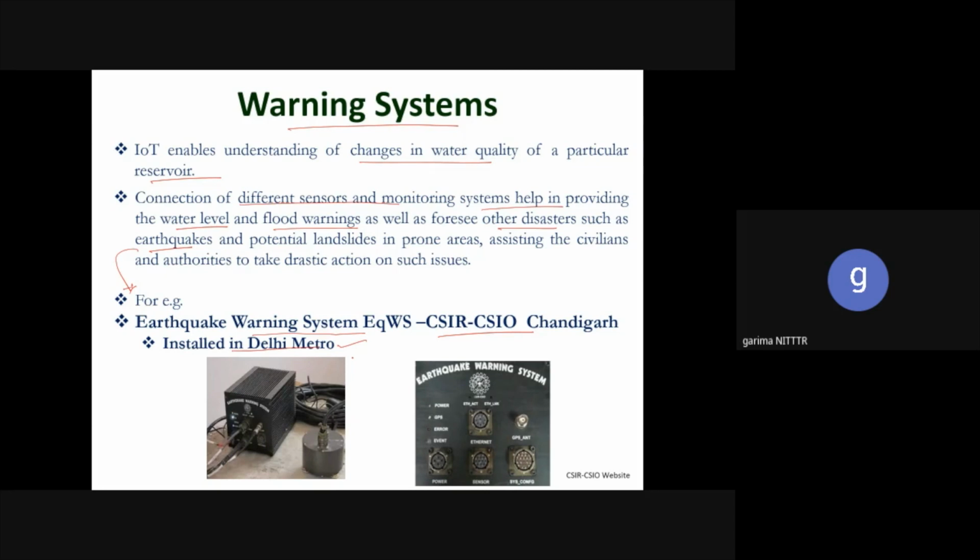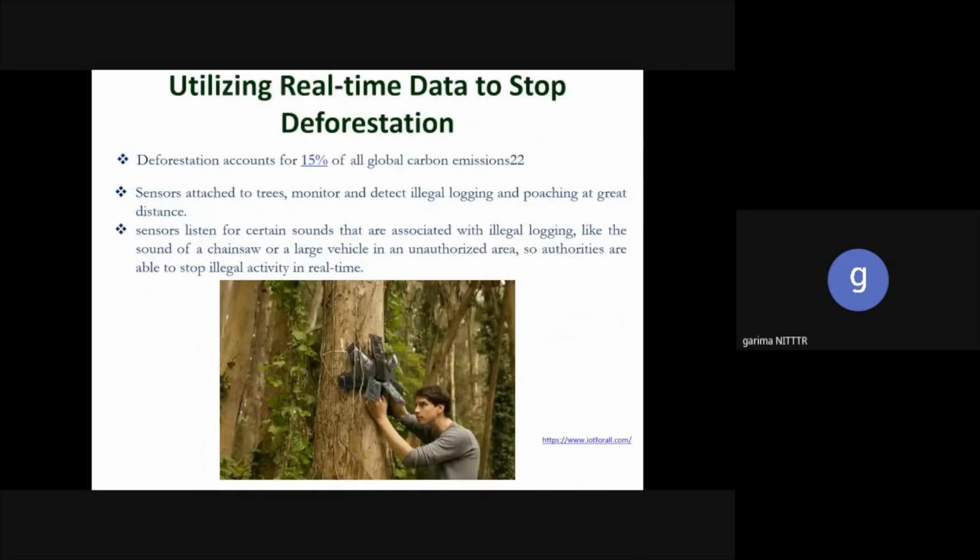They also have some modification over this system. Now they have implemented fog computing and edge computing over their systems, so that they can get early information of the earthquake, and they can stop the metro whenever it is necessary. Similarly, for potential landslides in some areas, assisting civilians and authorities to take drastic action on such issues, this can also be implemented for warning system solutions.